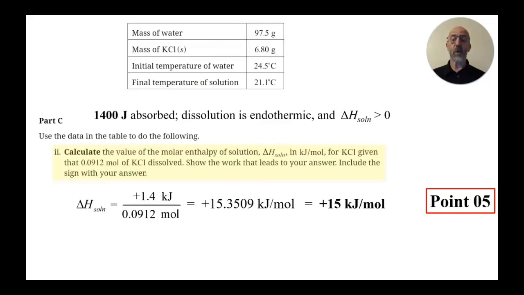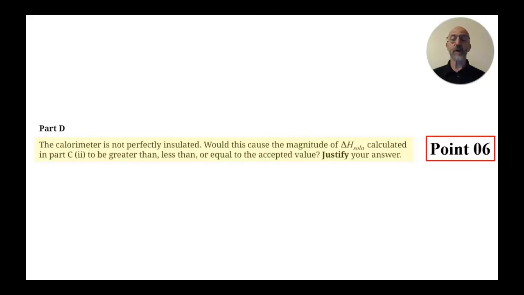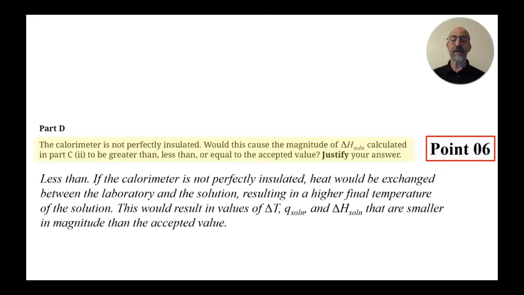Now moving on to point 6. It says the calorimeter is not perfectly insulated. Would this cause the magnitude of delta H of solution, calculated in part C, Roman numeral 2, to be greater than, less than, or equal to the accepted value? Justify your answer. So now there's going to be heat exchange between the calorimeter and the surroundings.